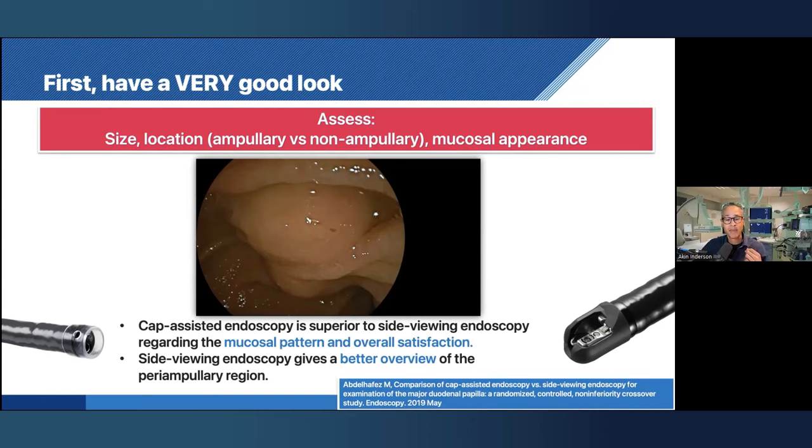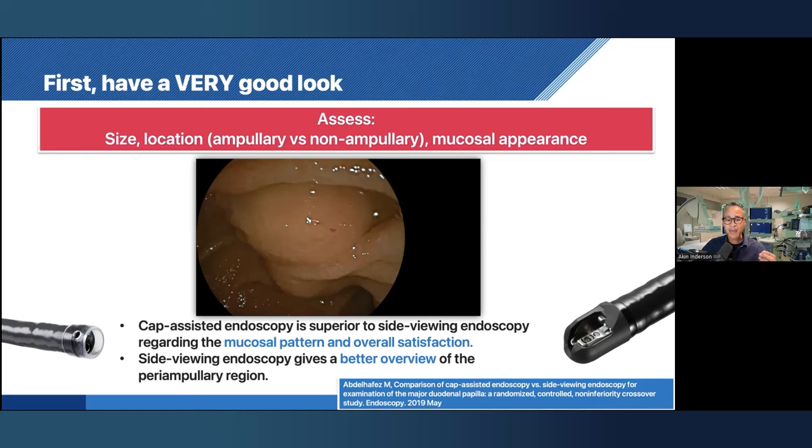When you encounter an ampullary lesion or a suspected ampullary lesion, first have a very, very good look. And if you have the opportunity, hit that video button, make multiple pictures from several angles in order to reassess them at a later point with yourself, with your colleagues, or in an MDT, and describe the size, the location, whether they're really ampullary or non-ampullary, and describe the mucosal appearance. You can do that with either a regular gastroscope with a distal cap attached to it, or use a duodenoscope.